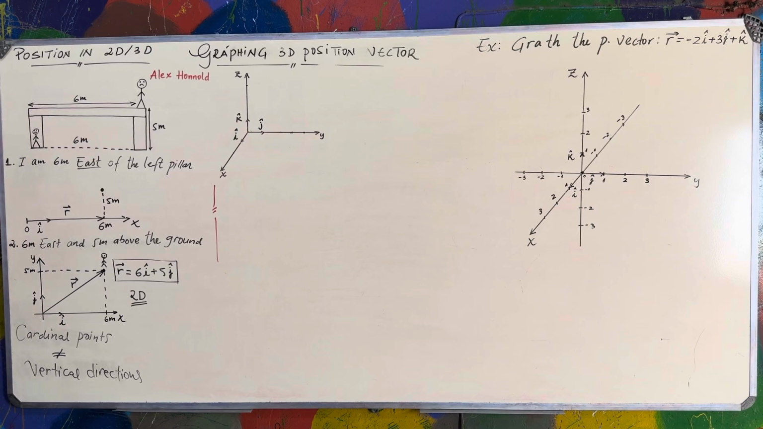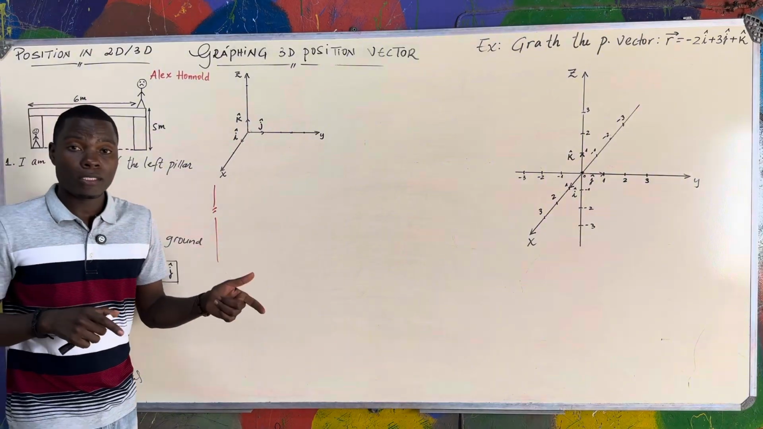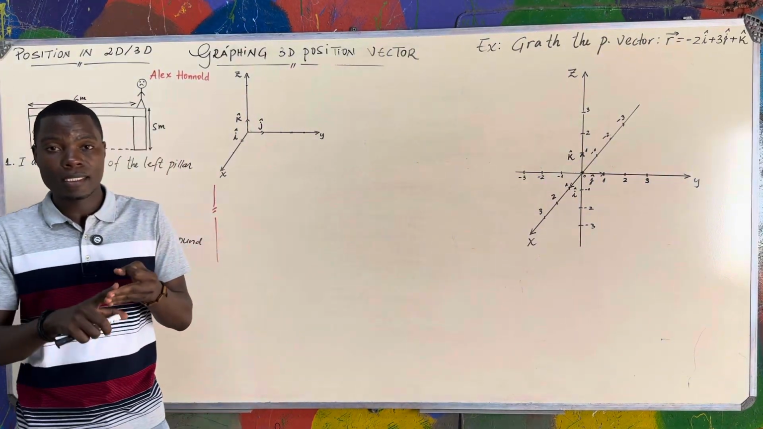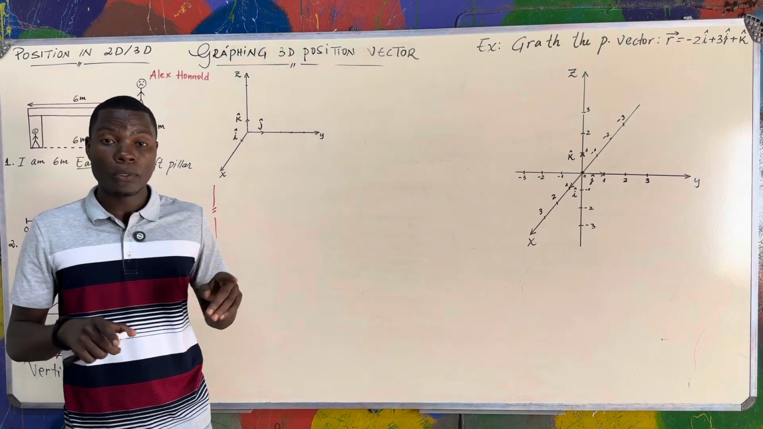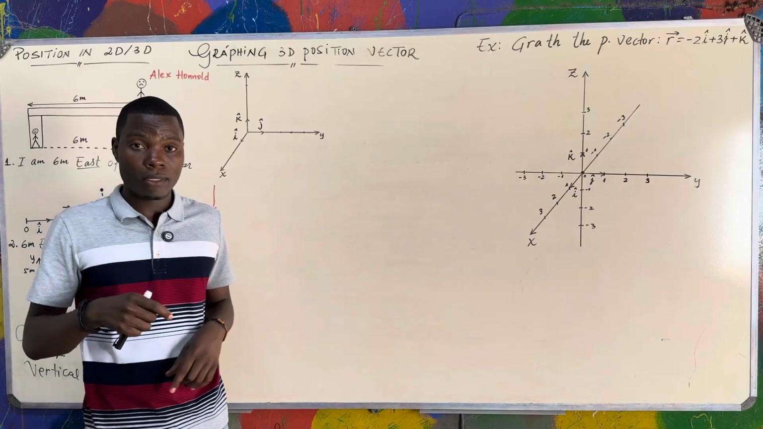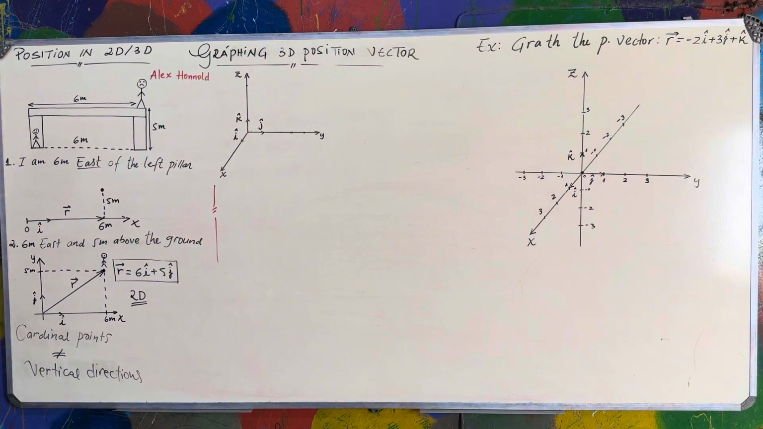Okay, there's something I need you to write down there. We don't use cardinal points to describe vertical direction, okay? North, south, east, and west are cardinal points we only use to describe horizontal surface here on Earth, okay? So up and down are vertical directions, okay? That's why we have here 6 meters east, a cardinal point, and 5 meters above, up. It is a vertical direction, okay?